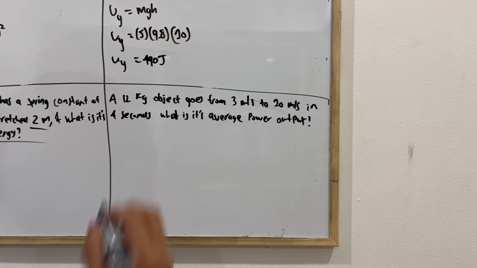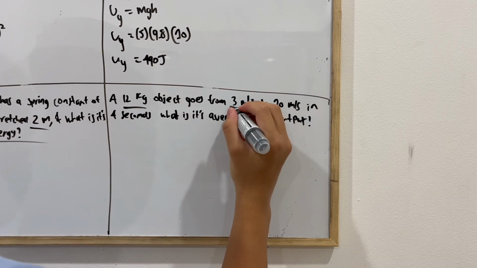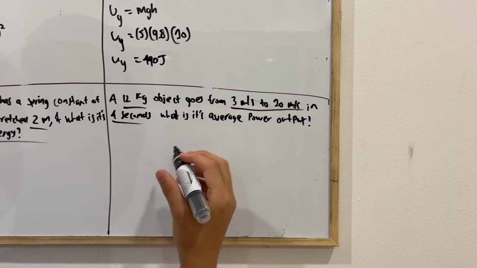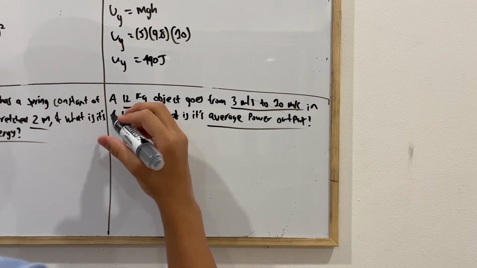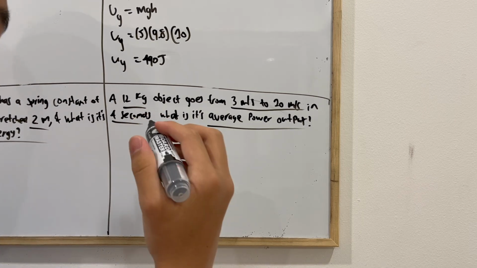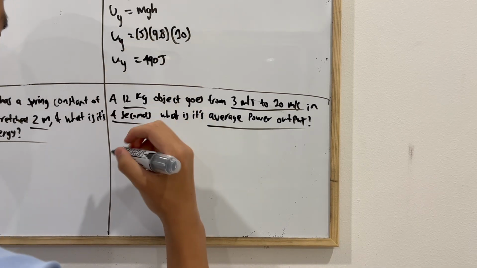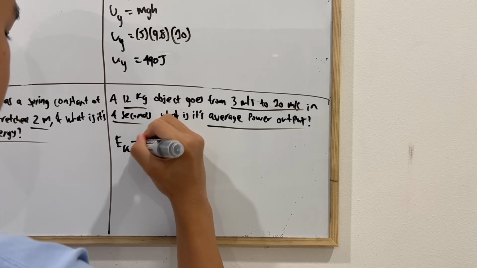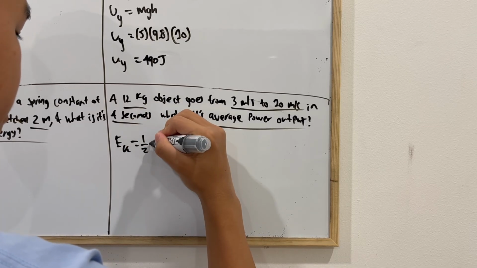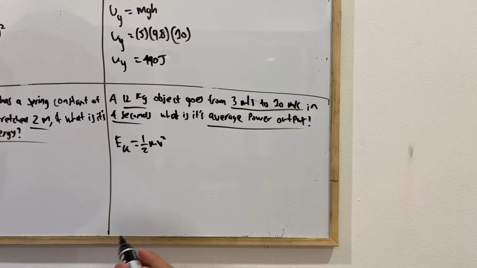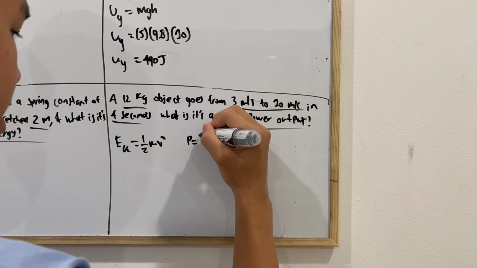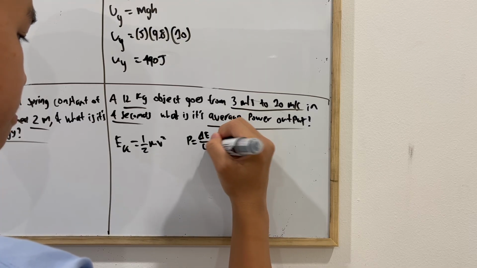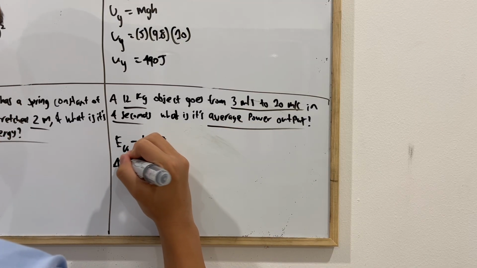Okay, our last problem here. A 12 kilogram object goes from 3 meters per second to 10 meters per second in 4 seconds. What is its average power output? So this, we're going to call this kinetic energy because it doesn't say anything about this being from a height or going down or going up heights. So EK equals 1/2 mv squared. But in this case, we're trying to find the change in energy because power is calculated as change in energy over time. So what is our change in kinetic energy?